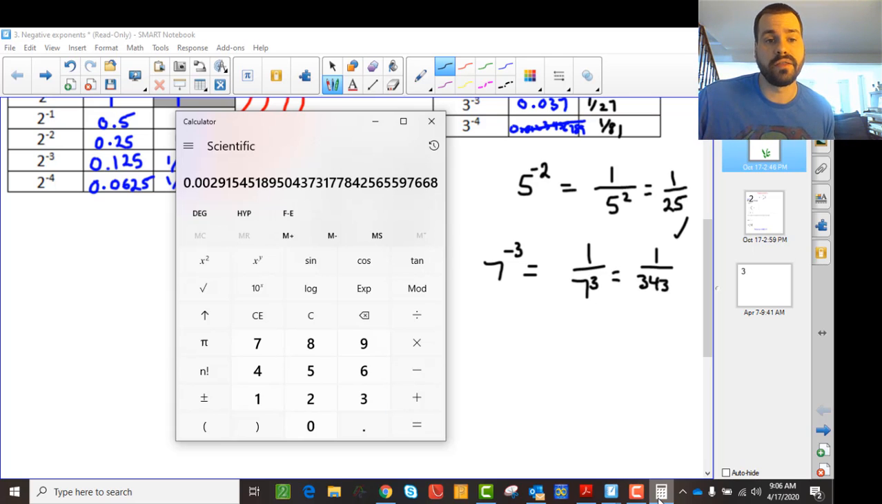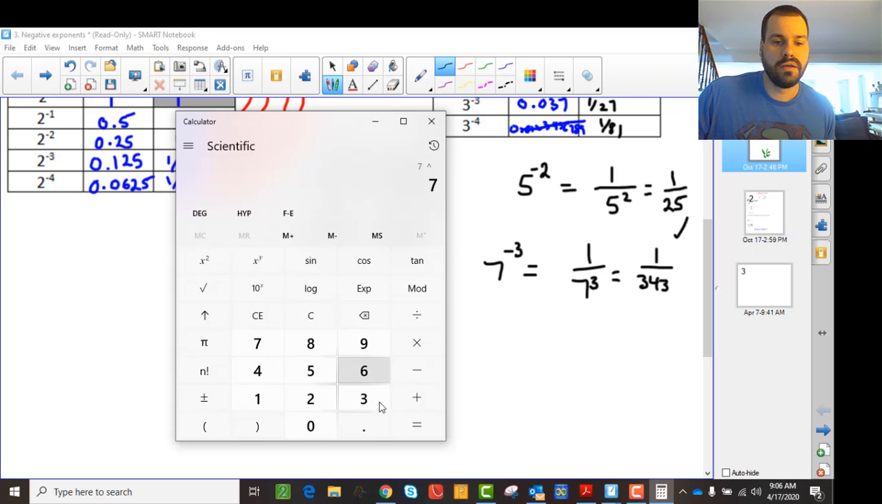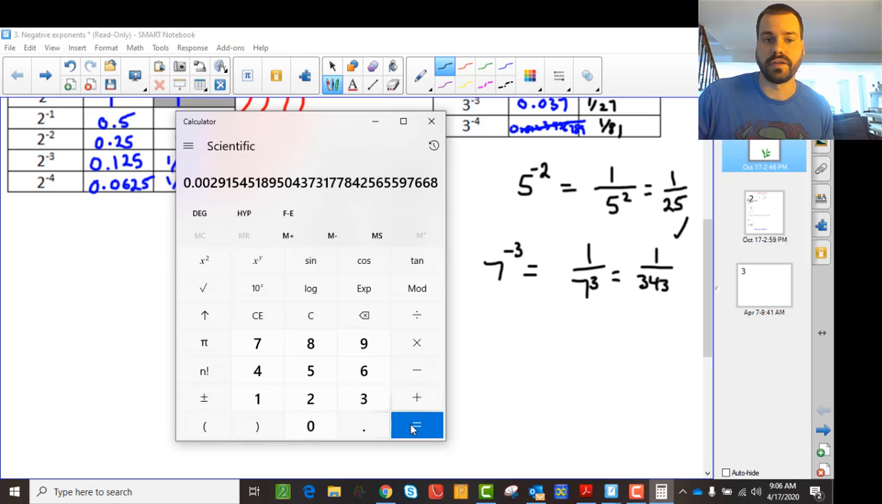So then let's see if we get that when we divide, or then when we do 7 to the minus 3. So 7 to the minus 3, see if we get the same number. And we do. It's exactly the same number. So we know then that this is probably going to work for all of them. And in fact, it does.